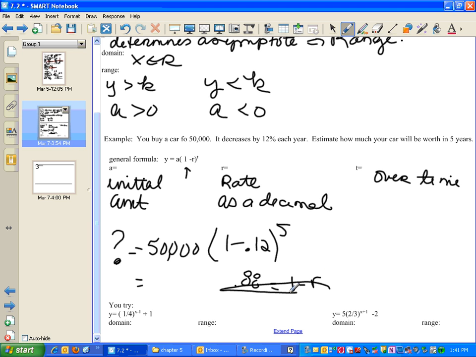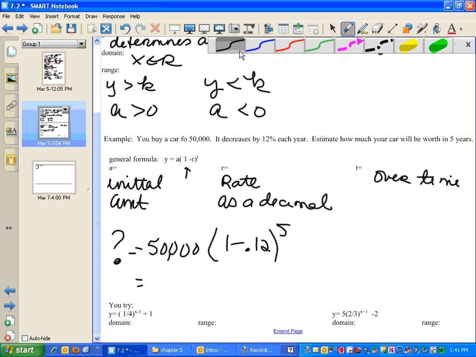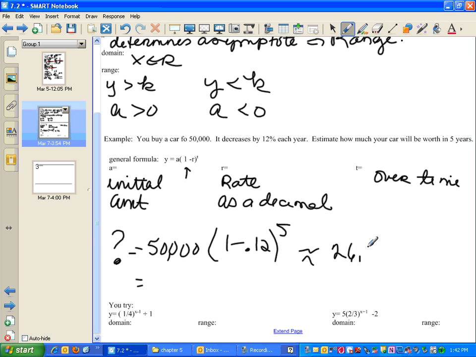So it's approximately $26,000. So if you think about it, over 5 years, you've just lost half the value of that car. I never knew that.